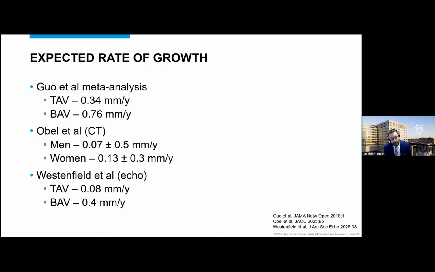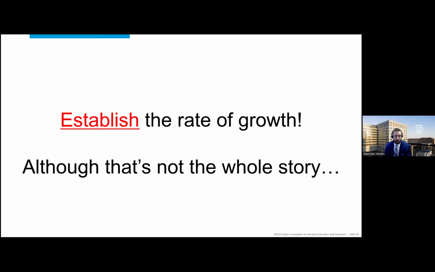And there was a nice study recently in JACC as well, from Minneapolis, that again confirmed that meta-analysis really. For tricuspid, it's really slow growth, 0.08 millimeters per year. For bicuspid, it's 0.4. So remember, be more cognizant of your bicuspid, be more cognizant of women as well. So establish the rate of growth, although that's not the whole story. And again, think about connective tissue disorders, family history.